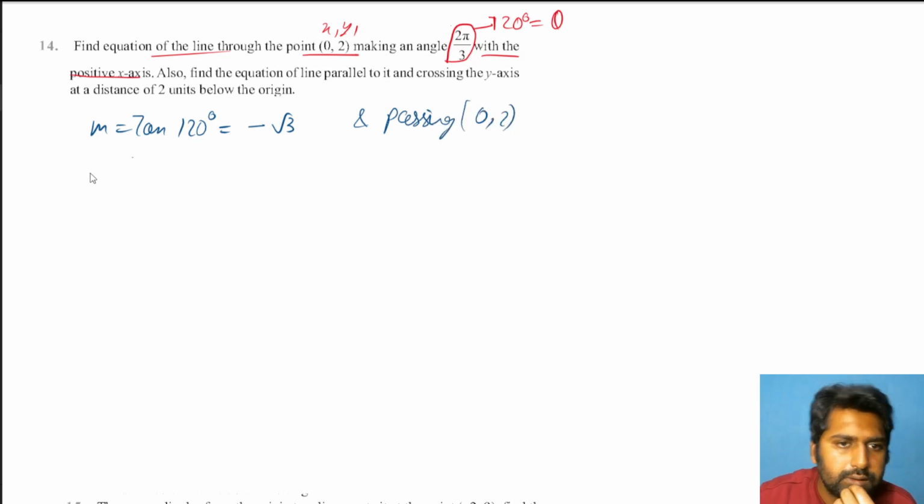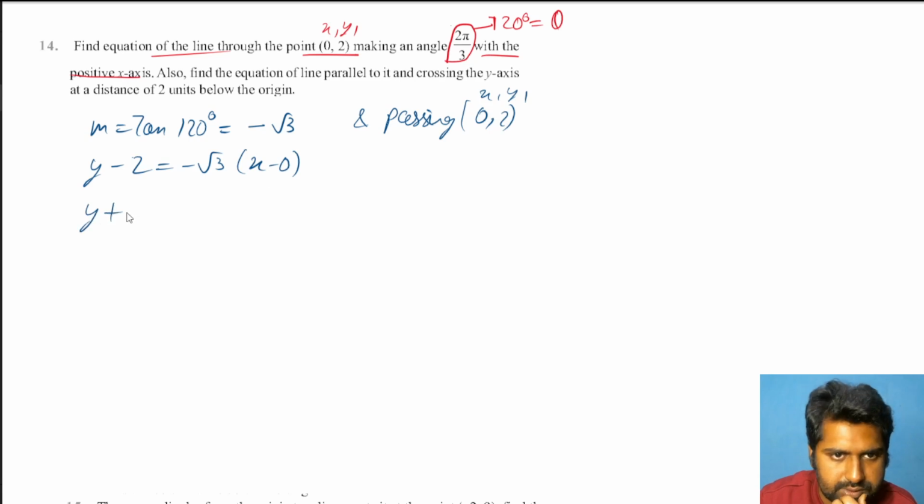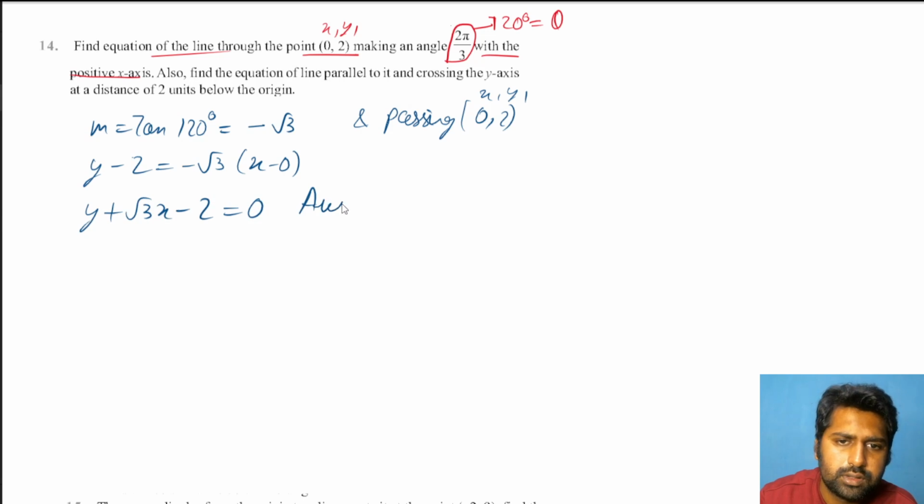So in slope point form, y minus y1, this is your x1, y1. So y minus 2 is equal to slope, which is minus root 3, x minus 0. So you'll get y plus root 3x minus 2 equal to 0 as your answer. So far I've done this. Is saying also find an equation of a line parallel to it.